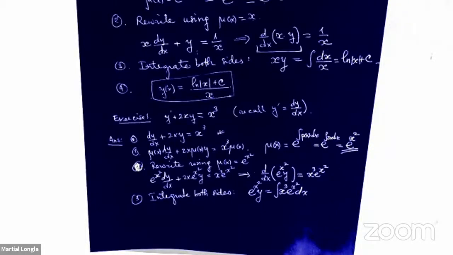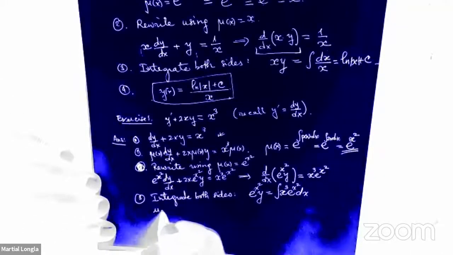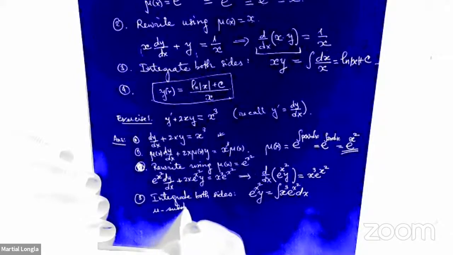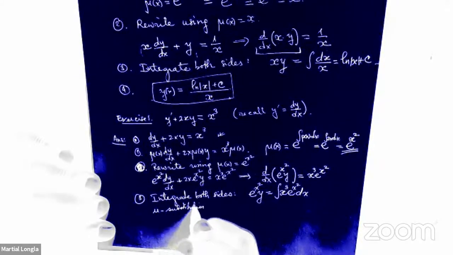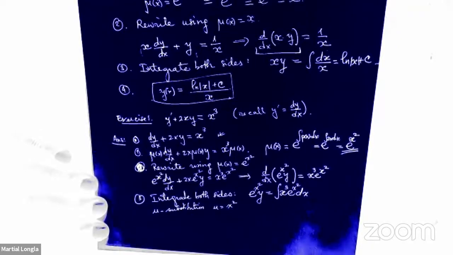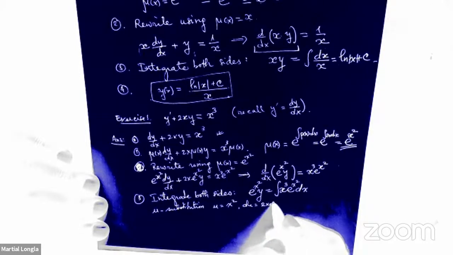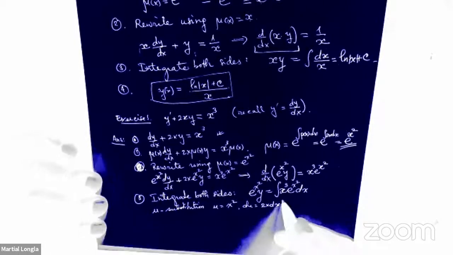If you don't do u substitution, there's no way you're going to be able to continue. And even after doing u substitution, you still need to integrate by parts. So there are actually two rules here. You have u substitution and integration by parts. So first thing here, you do u sub. So you have here u equals x squared. du is 2x dx.